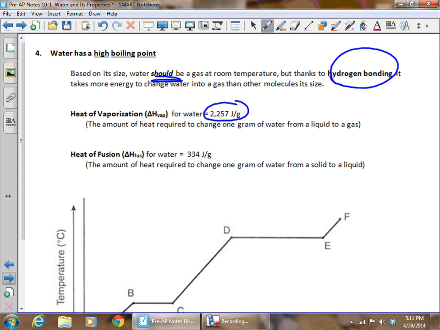2,257 joules per gram. And even to melt water requires a large amount of energy compared to other substances, 334 joules per gram. So hydrogen bonding, once again, makes it require lots of energy to break that down so you can start melting or boiling water.